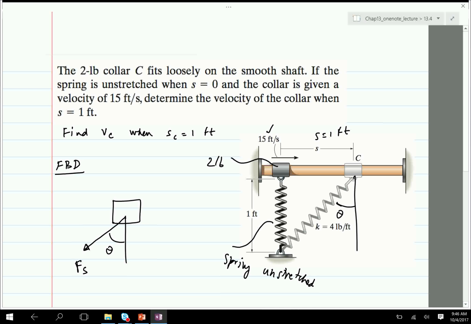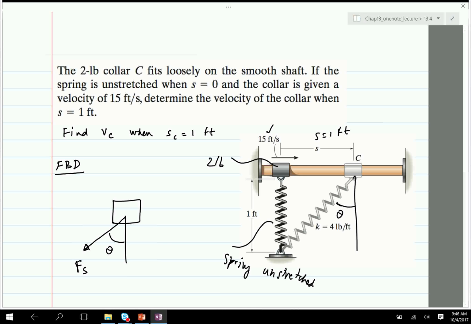So, as I said, there's no gravity in this because this setup is in the horizontal plane. So gravity is not there. What other forces do I need to put in this figure? The weight is not there because it's in the horizontal plane. Is that it?